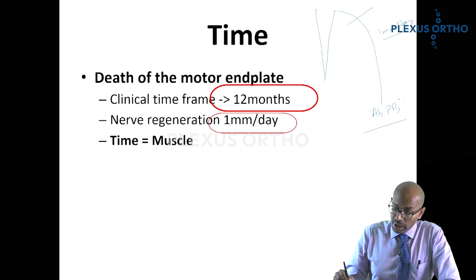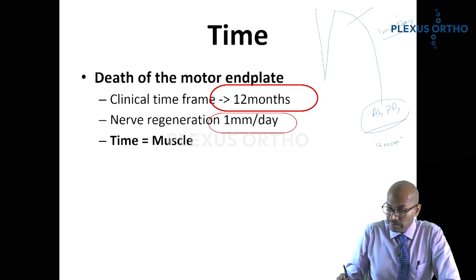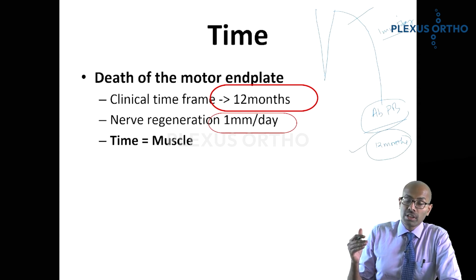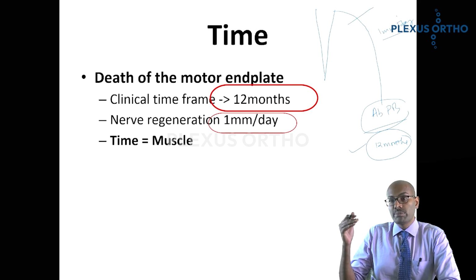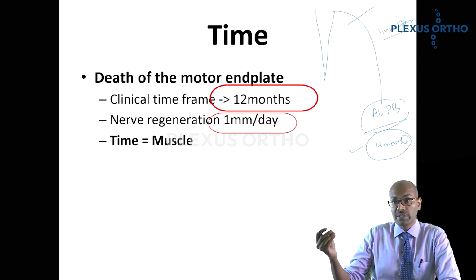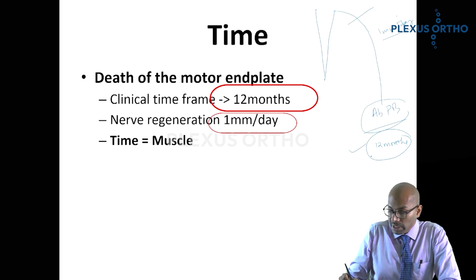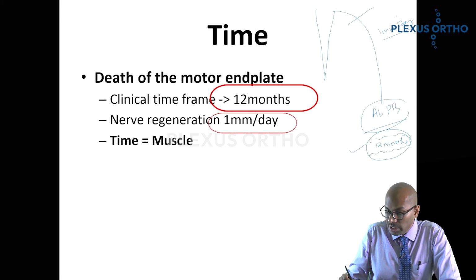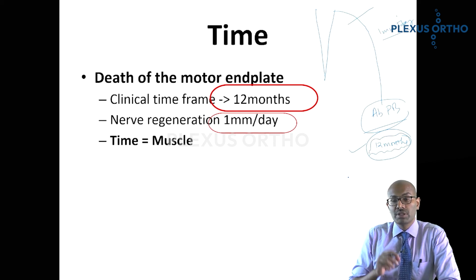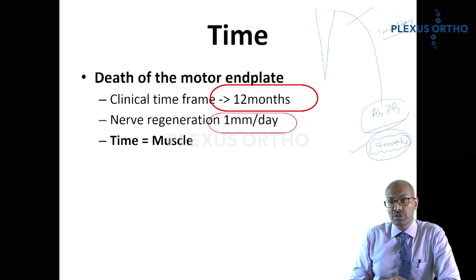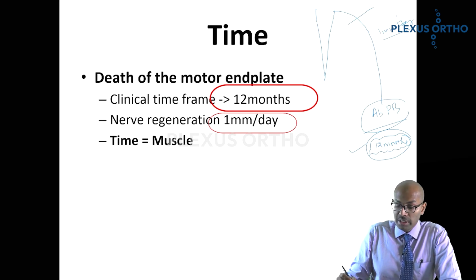So the motor end plate, that is where the nerve connects with the muscle, dies after a period of 12 months. So this is the average you can remember for all the nerves. Different nerves have different critical limits by which you should do nerve surgeries or do some correction to make the motor end plate active again. So the motor end plate dies or degenerates in 12 months' time. So any nerve surgery has to be done within a period of 12 months to restore function to the muscle. So this is called the critical limit of delay. It's a very important concept. It's a little different for different nerves.